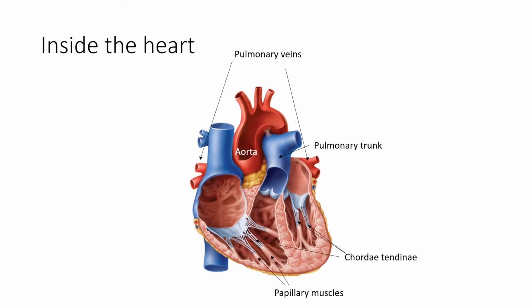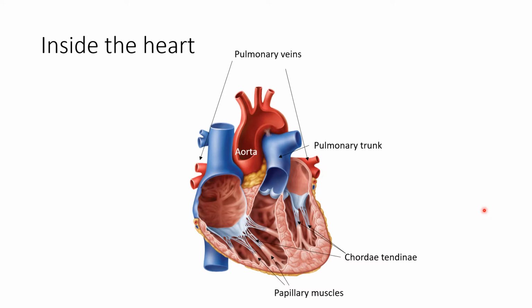Just a little bit more anatomy before we move on. The aorta, the pulmonary trunk right here, the chordae tendineae, which are these tendons here, and then the papillary muscles, which are these muscles here that attach to the chordae tendineae, and then here we have the pulmonary veins.